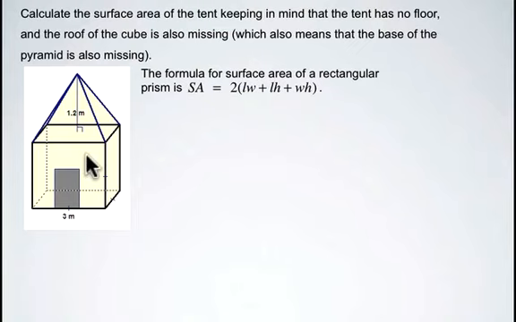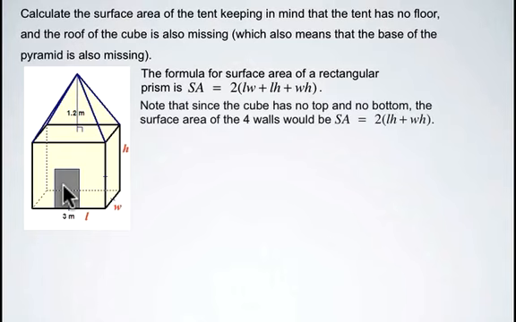The formula for surface area of a rectangular prism is surface area equals 2 multiplied by length width plus length height plus width height, but since we don't have all the parts to this cube, we need to remove some of that formula. We will remove the length multiplied by the width portion of the formula.